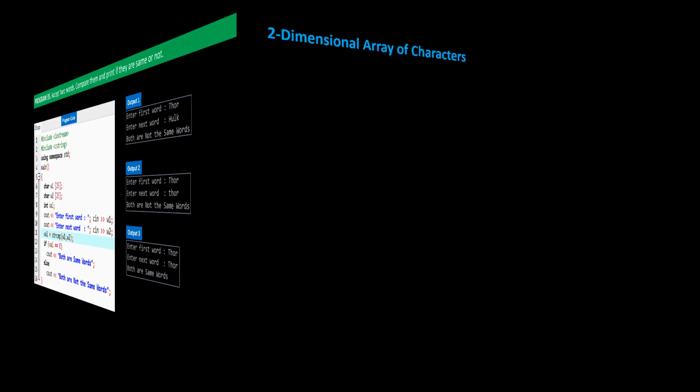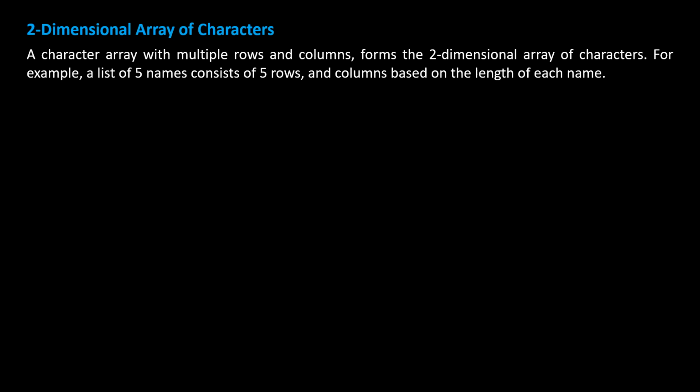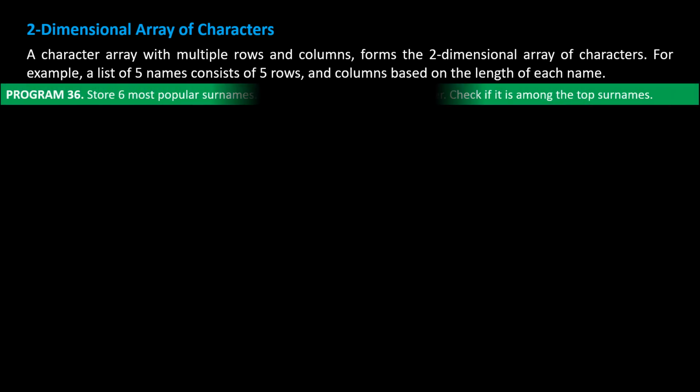Let's next learn about the two-dimensional array of characters. A character array with multiple rows and columns forms the two-dimensional array of characters. For example, a list of 5 names consists of 5 rows and columns based on the length of each name. Let's understand it with an example. This program stores 6 most popular surnames. Then it accepts any surname from the user and checks if it is among the top surnames.